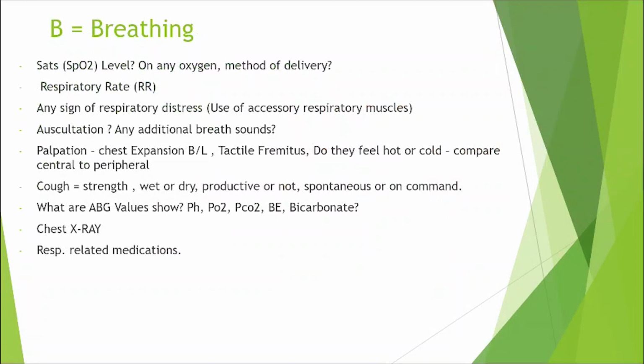So it's important to know, on auscultation, how is the air entry throughout the lungs on both sides, and is there any additional sounds. Next is palpation. So palpating the chest, first it is important to check how is the chest expansion: is it bilateral and the same, or is one side, for example the left side, reduced compared to the right side?